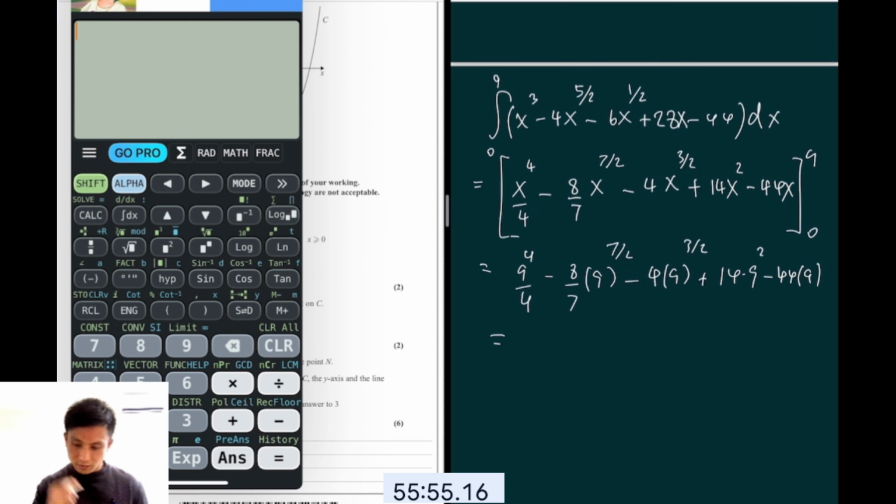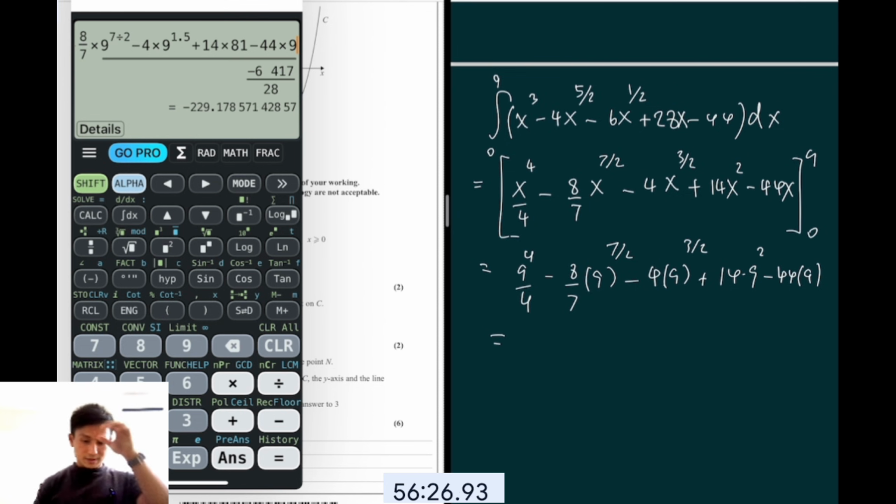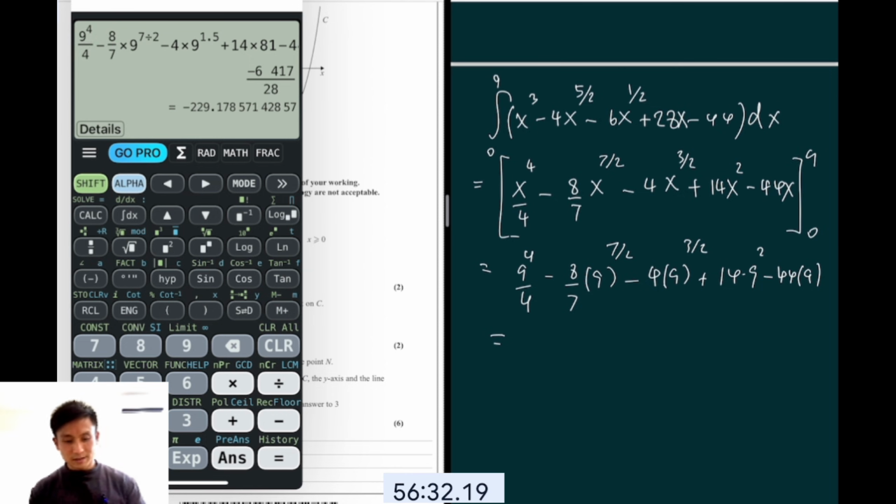Well, hopefully I didn't make any mistake there. 9 to the 4 divided by 4, and then minus 8 over 7 times 9 to the power of 7 over 2 there, minus 4 times 9 to the power of 1.5 there, that's 3 over 2, plus 14 times 81, because that's 9 squared, and minus 44 times 9. Yep, negative as expected. Just checking the input here again.